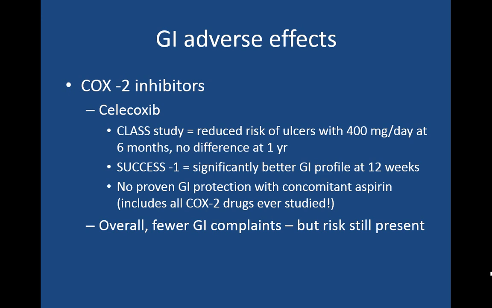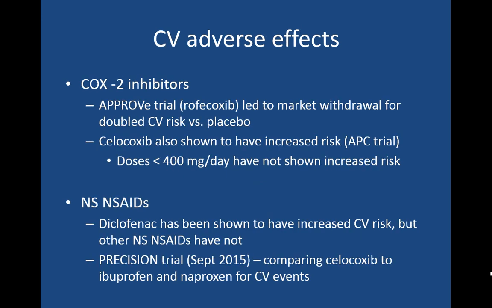And then if you use this with aspirin, that's the argument oftentimes for using a COX-2 inhibitor: well, the patient's already on aspirin, so I don't want to use ibuprofen in that patient. I want to use something that only works on the COX-2 because that's the pain one, right? There's no proven benefit there. You're still going to end up having the same risk of GI bleeds as if you use ibuprofen. So the take-home point there is there are fewer complaints from patients, but the risk is still there. Just because you give somebody a COX-2 inhibitor doesn't mean you take away the risk of them having a GI bleed.